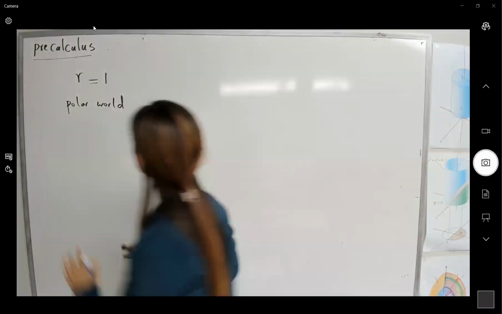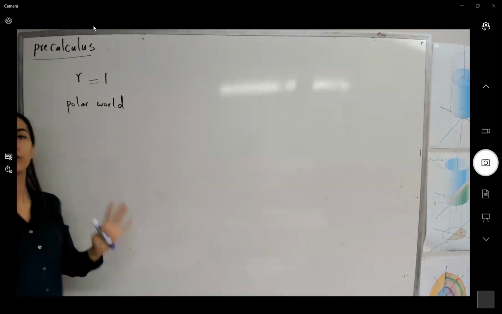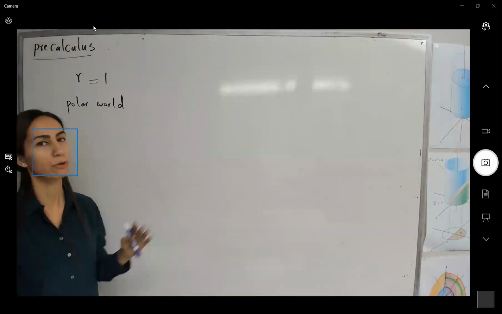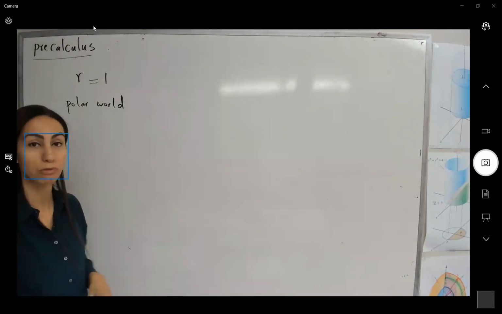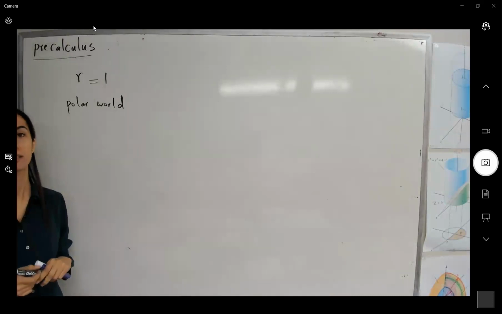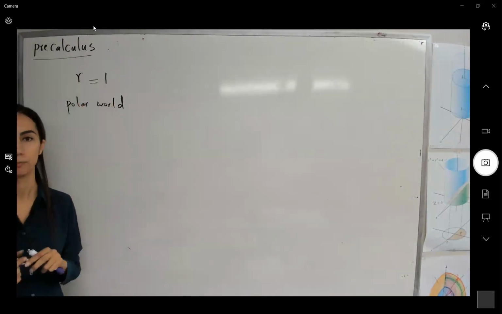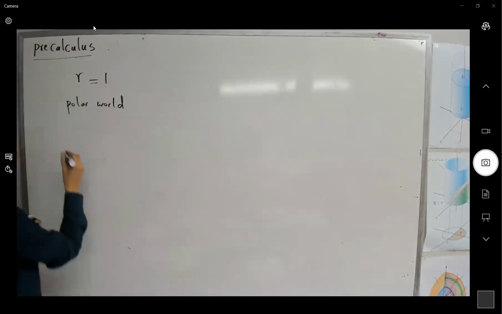So suppose we're interested in graphing r equals 1 in polar world, without any conversion, without using a graphing website or graphing calculator. So what's the meaning of this r equals 1? It says the distance is 1. How do we represent points?